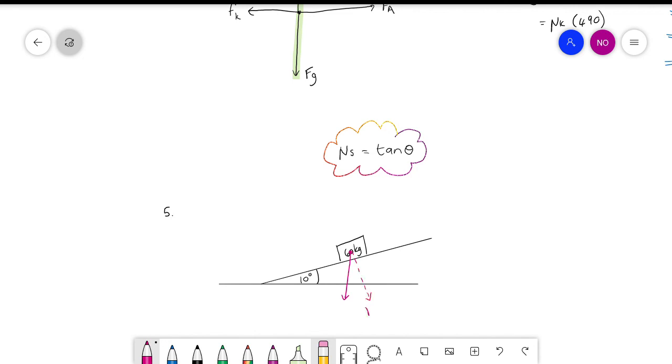So this is called FG perpendicular. No, I'm lying. No, I'm not lying. And this is called FG parallel.